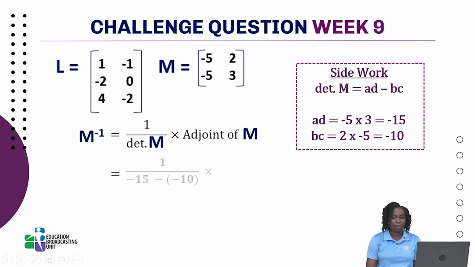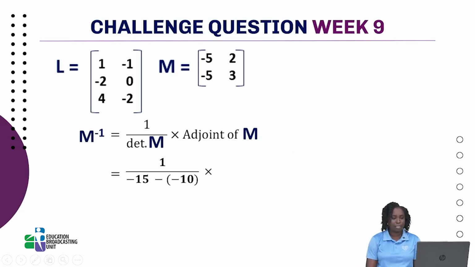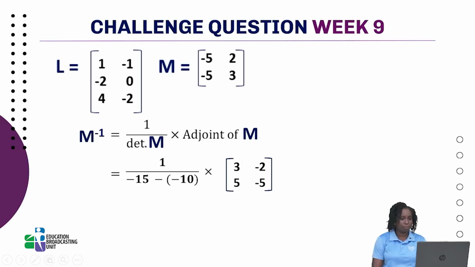And so we have our determinant. So 1 over the determinant times the adjoint. The adjoint is the first shall be last, the last shall be first. Change the signs of the other two. And so our 3, which was last, is now first, etc. So let's simplify.